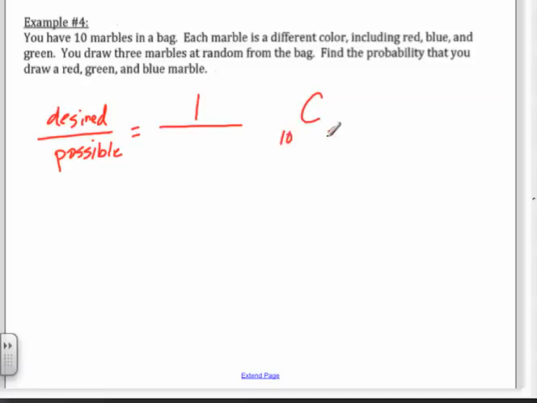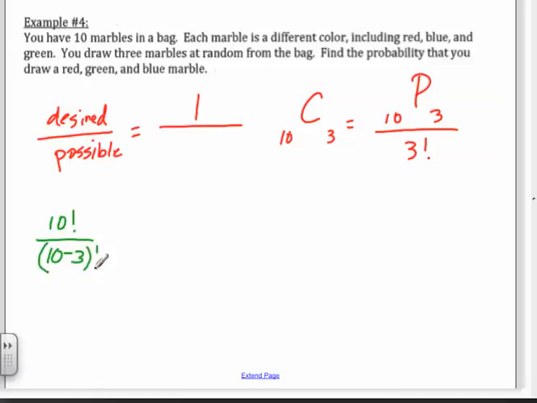combinations of 10 choose 3 is equal to the permutations of 10 choose 3 over 3 factorial. Well, let's find out how many permutations there are first. That's going to be 10 factorial over 10 minus 3 factorial. So that's 10 factorial over 7 factorial. Now you guys are getting better at this, I don't have to write all this out. That's just going to be 10 times 9 times 8. I don't have to keep going because it cancels with the 7 factorial.